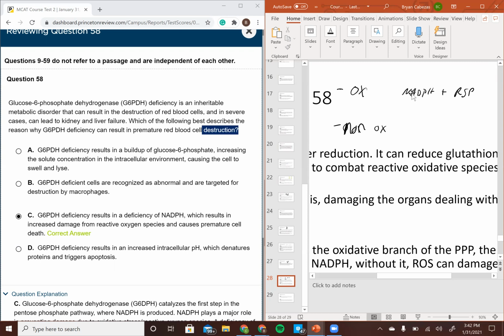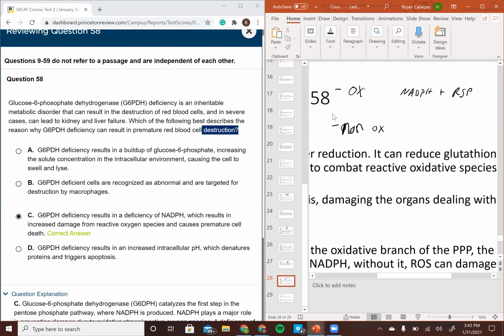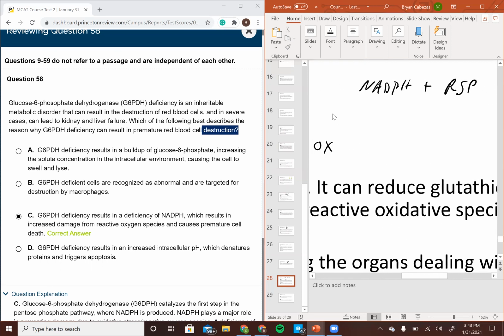And NADPH is a super duper reducing agent, right? It's not going to be used as an electron carrier like its cousin, NADH. NADPH is a super reducer, so it's really used for the reduction of things. And in the oxidative branch of the pentose phosphate pathway, the glucose 6-phosphate dehydrogenase enzyme produces NADPH. So if we have a loss of this enzyme, we have a loss of NADPH. What does a loss of this really do? How does that hurt? Well, since NADPH is a super reducer, it rejuvenates something by reducing it.